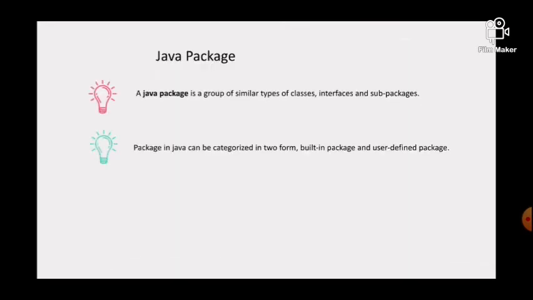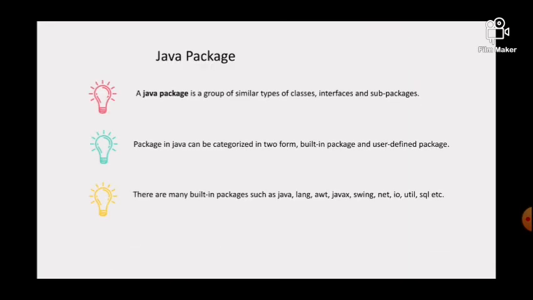Now I'm going to discuss another very important topic, that is Java package. A Java package is a group of similar types of classes and similar types of interfaces, a combination of them, which we call a Java package. In the Java programming language, a package has two categories: one is the built-in package and the other is the user-defined package.